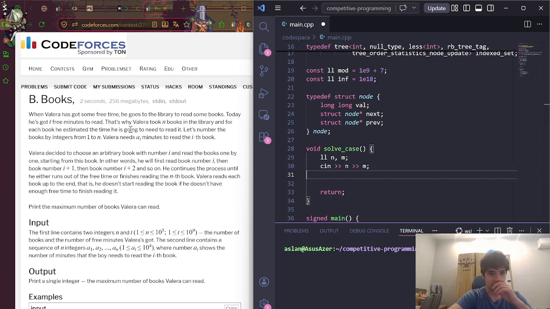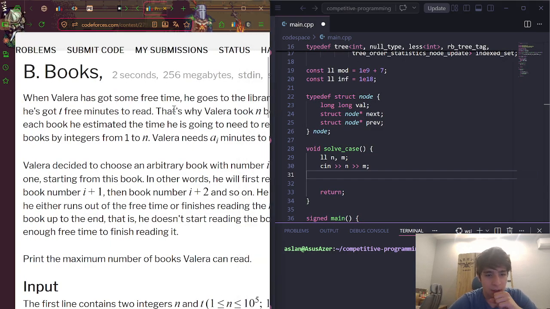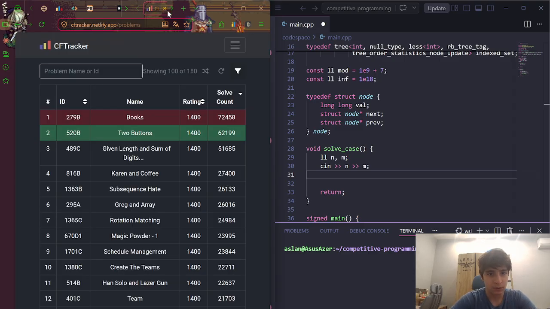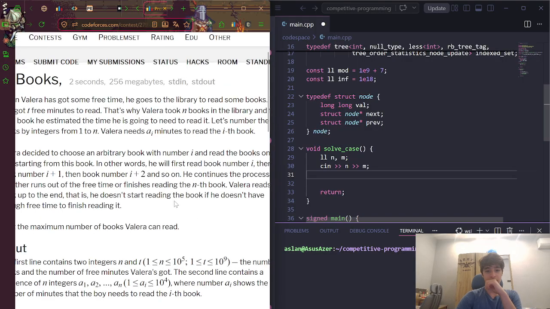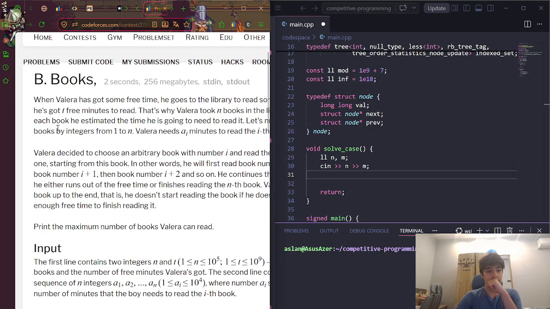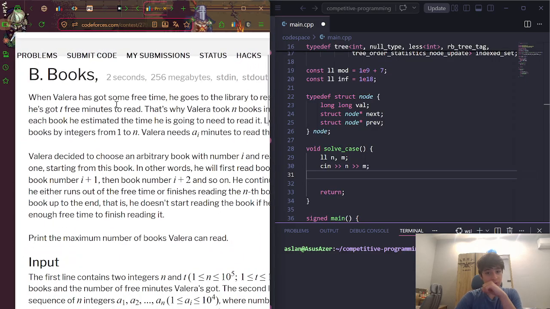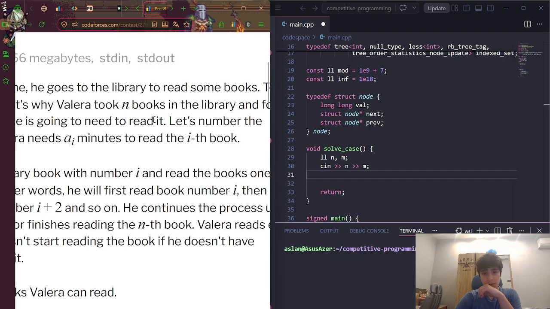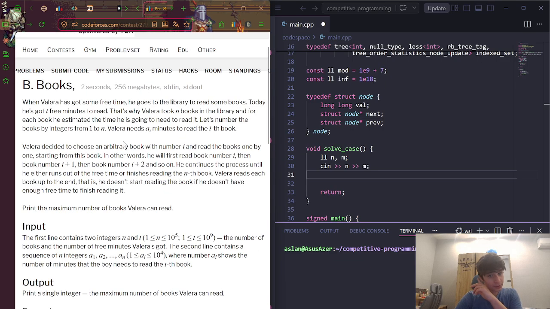I need to sort it, I think. Let me check if there are any extra ones. Okay. When Valera has got some free time, he goes to the library to read some books. Today he's got t free time minutes to read. That's why Valera took n books in the library, and for each book he estimated the time he is going to need to read. Let's number the books by integers from 1 to n.